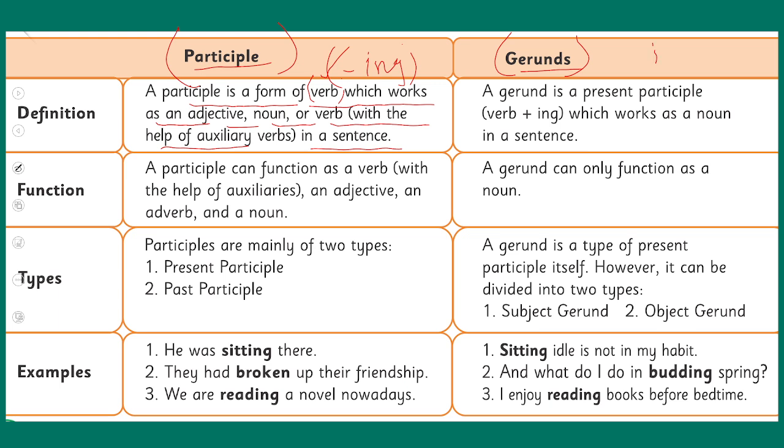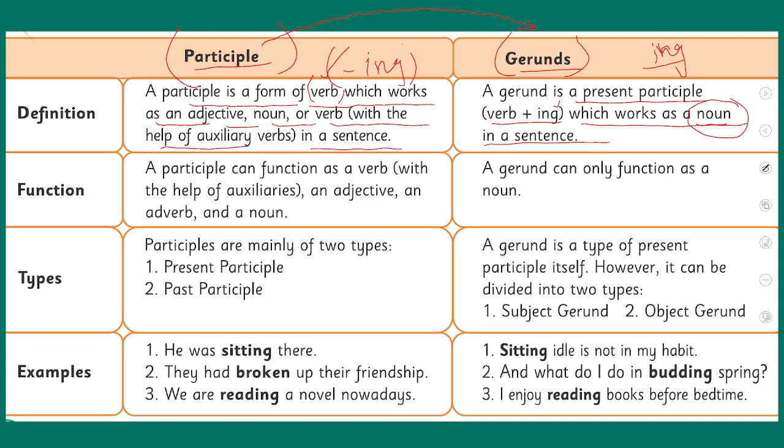A gerund is the same ing form, but there the participle is used in a particular manner. When a participle is used as a noun, it becomes a gerund. So actually a gerund is a particular type of the participle form of the verb. A gerund is a present participle verb plus ing which works as a noun in a sentence. So the gerund is actually the participle form of the verb, but that form of the verb with the ing worked as a noun in a sentence is called a gerund. I hope you guys have understood what a gerund is.